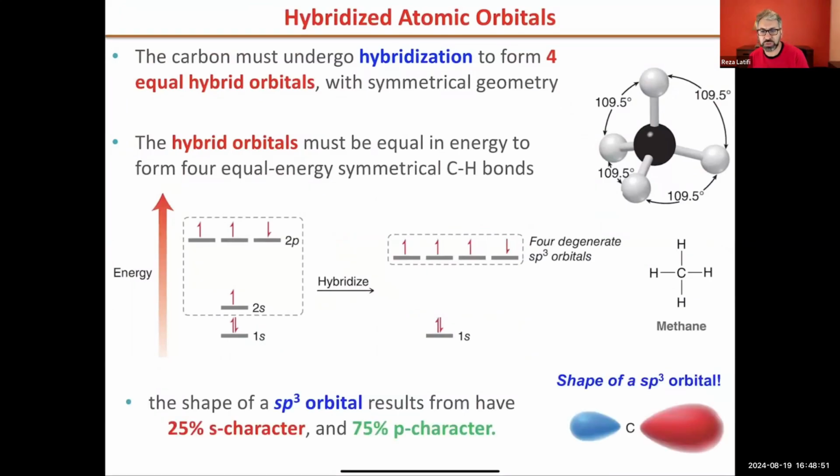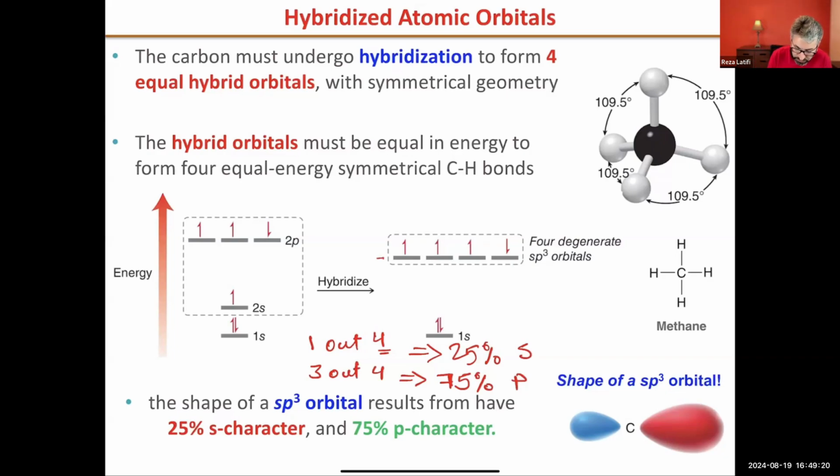So for CH4, we said we have 1 out of 4, or 25% S character, and 3 out of 4, or 75% P character, because we are using 3 P orbitals, mixing them with 1 S. And look at the energy of the new hybrid orbitals. They are somewhere between S and P. They are lower than P because S has lower energy than P orbitals. So the average is going to be somewhere between them.